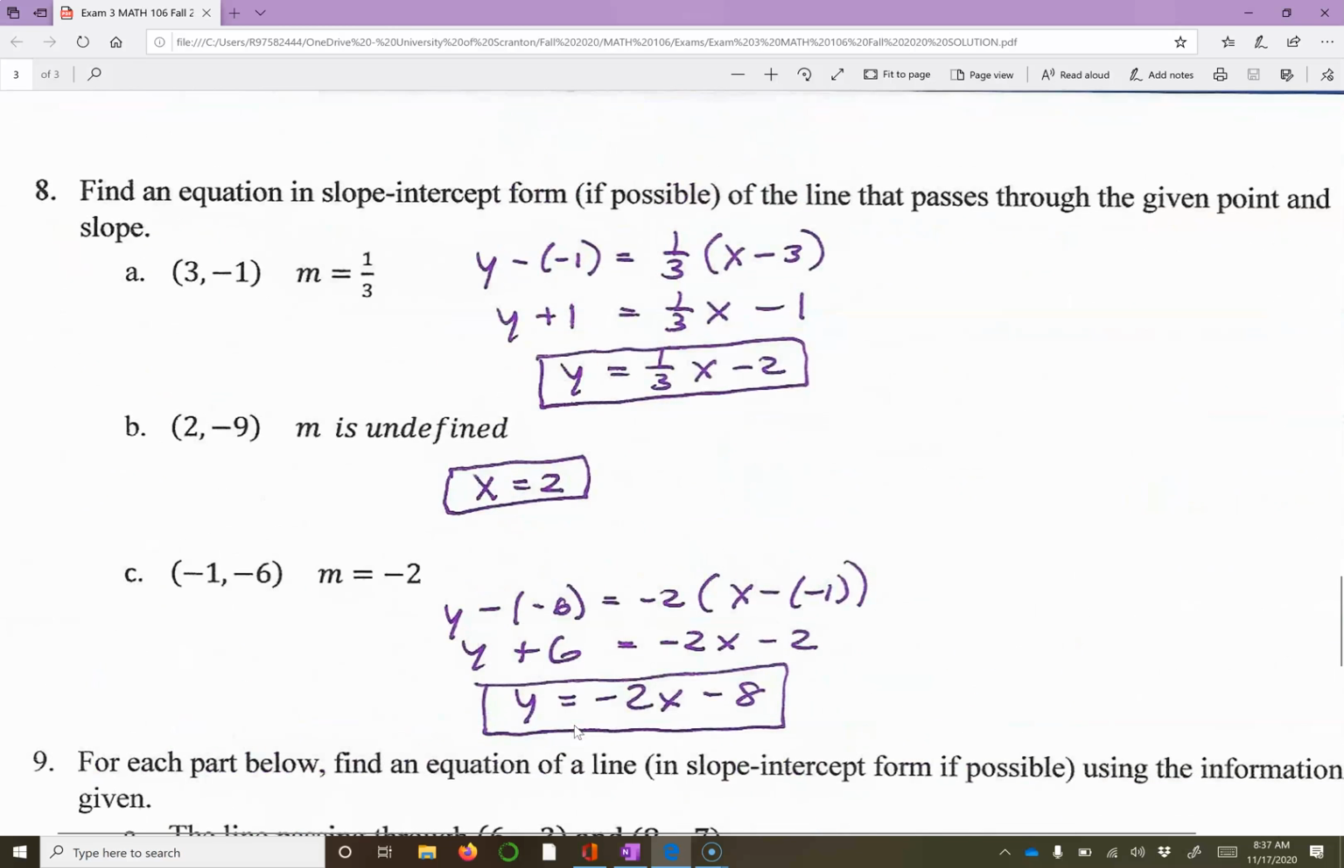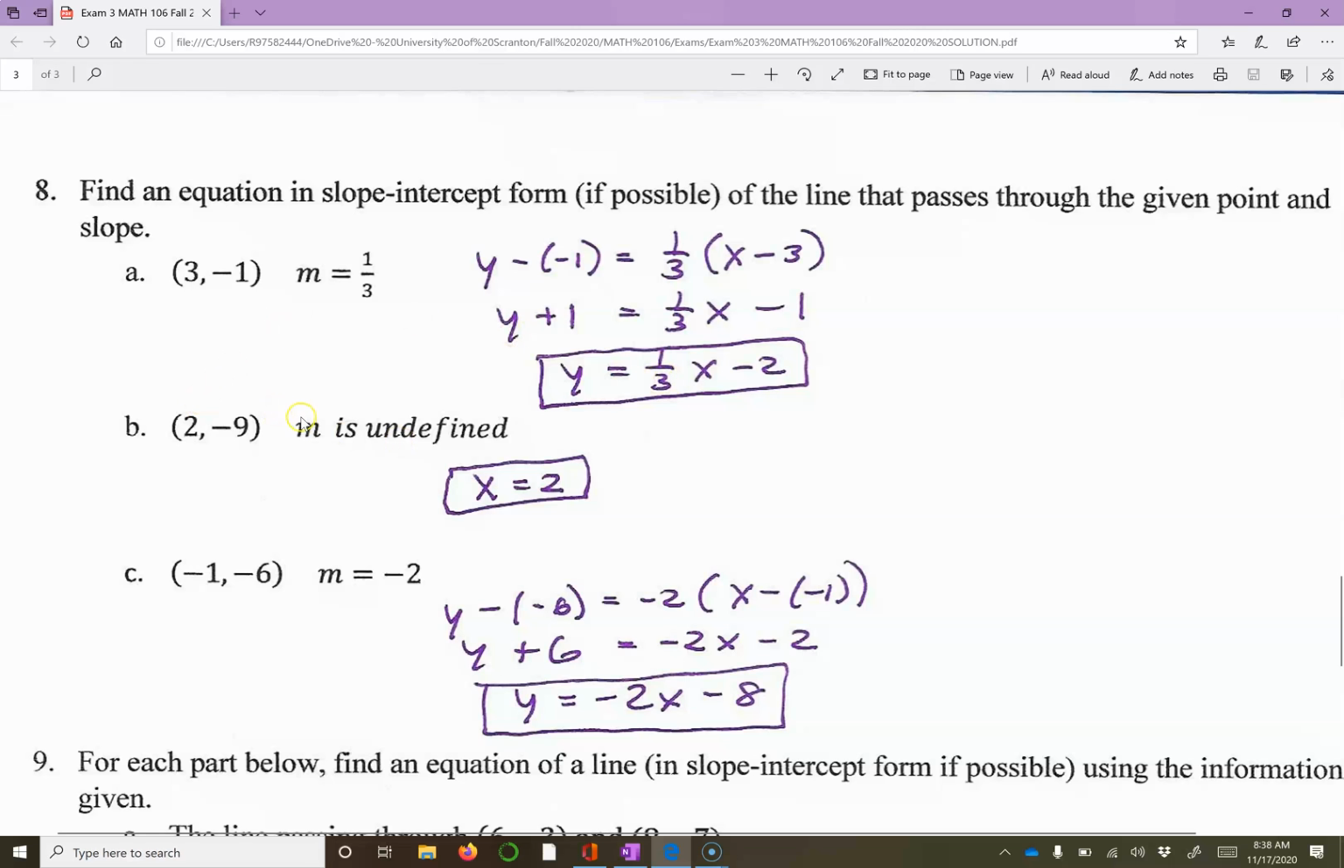And then number 8 and number 9 were line questions. Again, you're going to see lines everywhere in your economics classes when you take them, if you haven't seen them already. So the first one was just write the equation of the line given the point and the slope. First one was pretty self-explanatory.